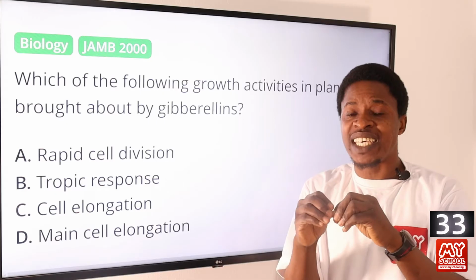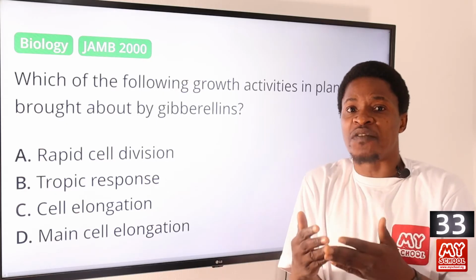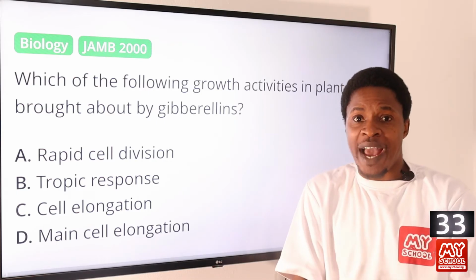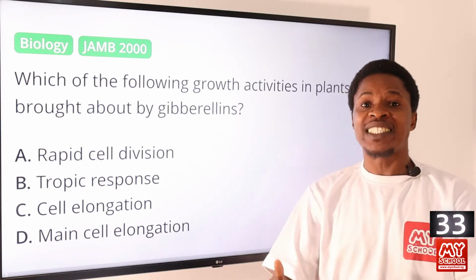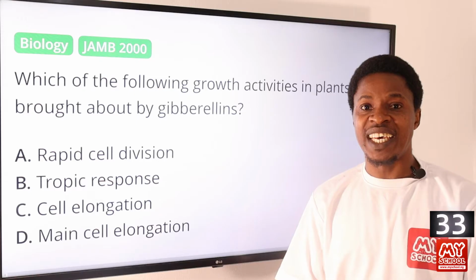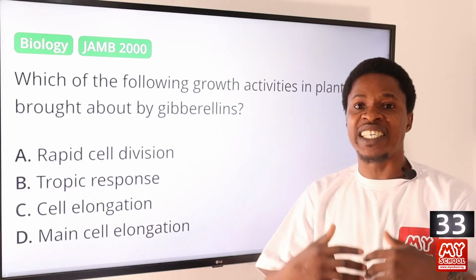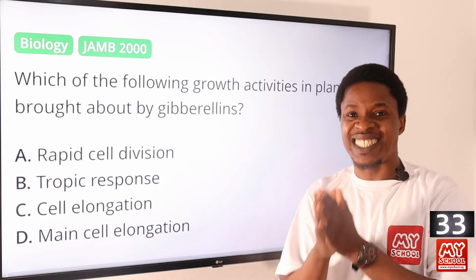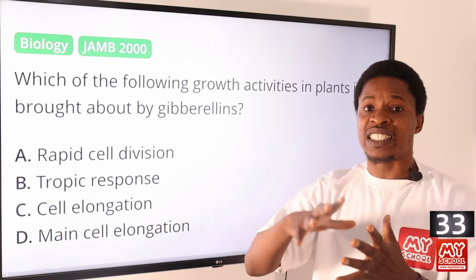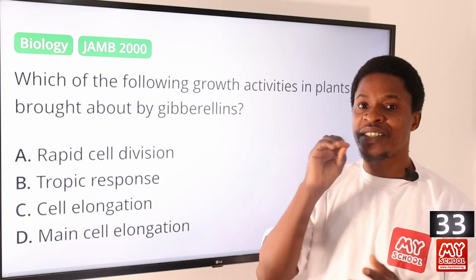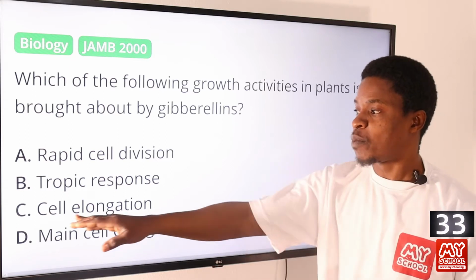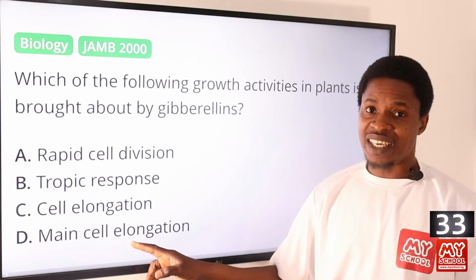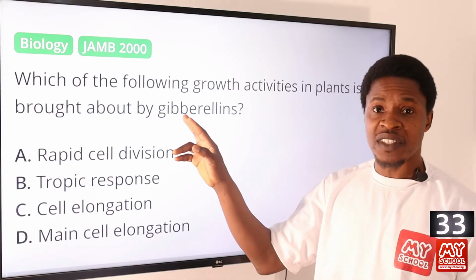It will ensure that the water potential of the cell begins to reduce. It will lower it. So once it lowers it, the plant actually wants more water, so that it can increase the volume of water present in the cell. By doing that, the cell begins to elongate. So it's the gibberellins that are responsible for cell elongation, and the main cell elongation is the work of the gibberellins.